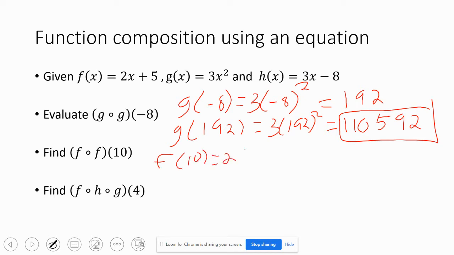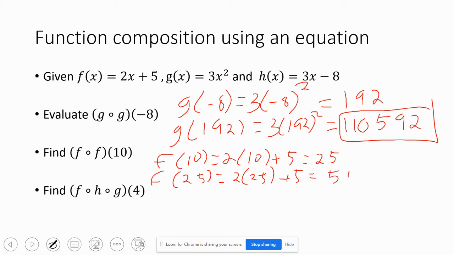So 2 times 10 plus 5 should be 25. Then you take that 25, put it inside f again. It should be 2 times 25 plus 5, which is 50 plus 5, which is 55. Okay.